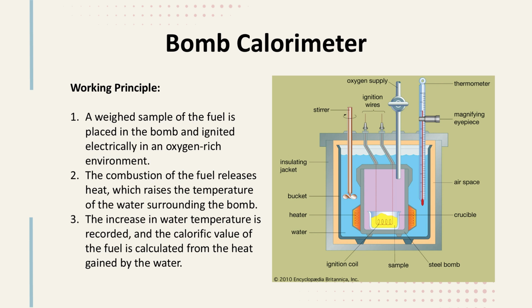Let's now look at the working principle of the bomb calorimeter. A weighed sample of fuel is placed inside the bomb and ignited using an electric ignition system. The combustion occurs in an oxygen-rich environment, ensuring complete burning of the fuel. The heat produced by the combustion process is transferred to the surrounding water, causing a rise in the water temperature. By measuring this temperature rise, we can calculate the calorific value of the fuel, as the heat gained by the water is directly related to the energy released by the fuel.